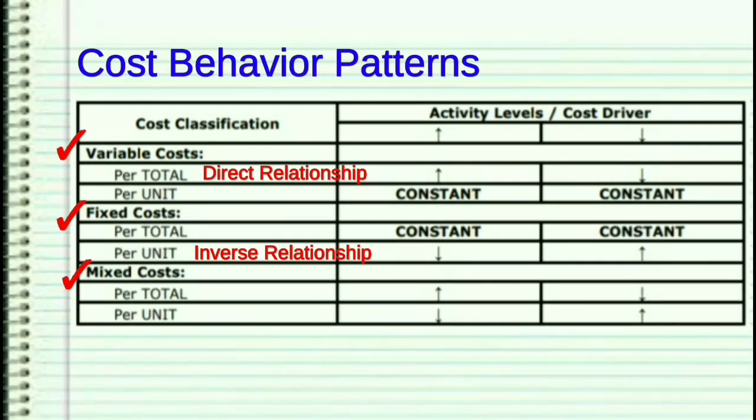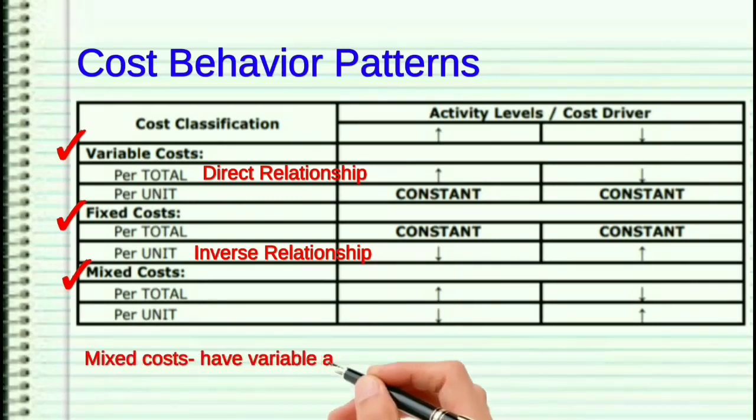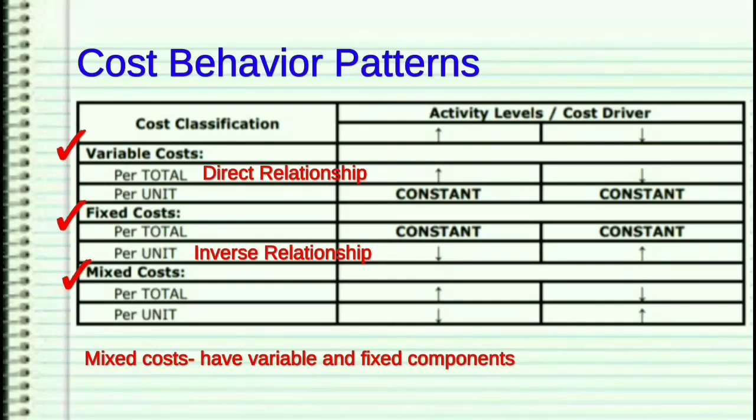Kung mapapansin ninyo, yung behavior ng mixed cost per total at mixed cost per unit ay combination ng behavior ng variable cost per total at fixed cost per unit. Tignan ninyo. Yung behavior ng mixed cost per total ay pareho dun sa behavior ng variable cost per total. At yung behavior ng mixed cost per unit ay pareho sa behavior ng fixed cost per unit. That's why sinabi ko kanina na ang mixed cost meron siyang fixed cost component at variable cost component.